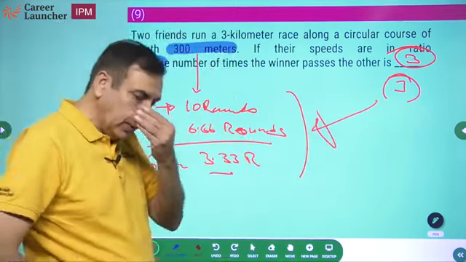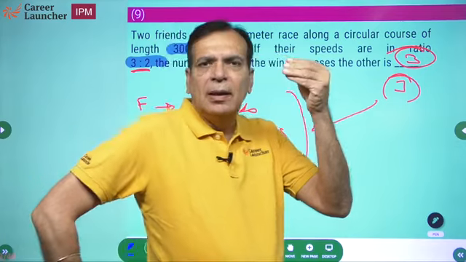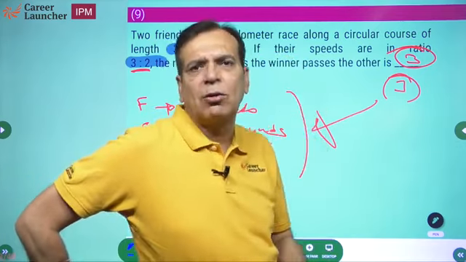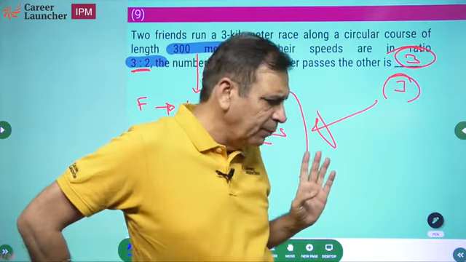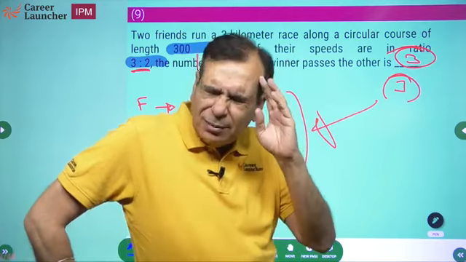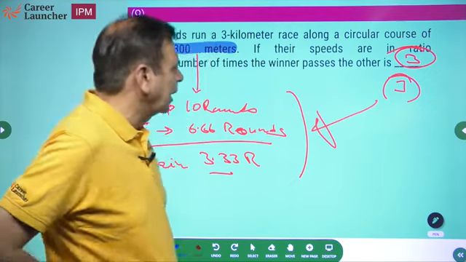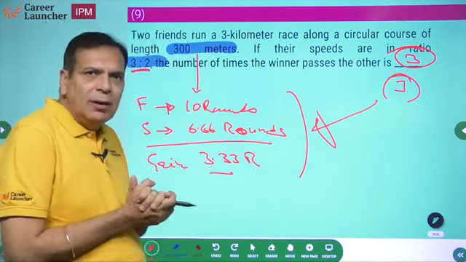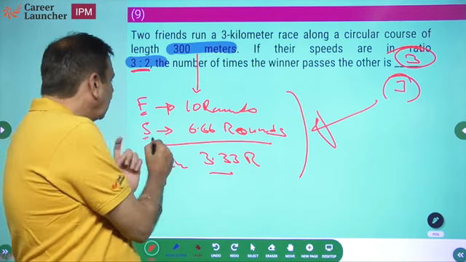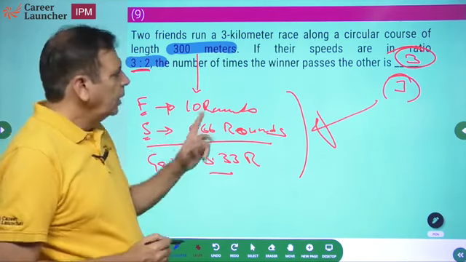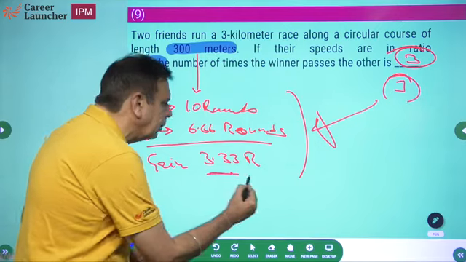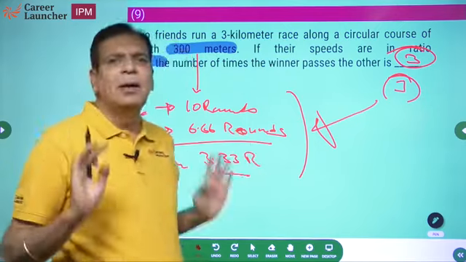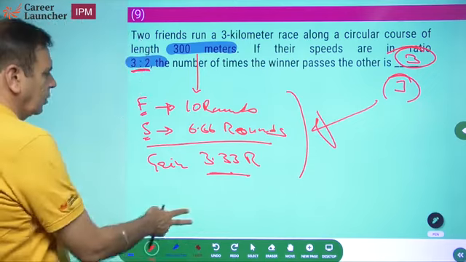Please remember that the 2 people will meet when the faster person gains 1 round over the slower person. Here the faster person has gained 3.33 rounds, so the faster person has gained 3 full rounds, so they would have met 3 times as far as this is concerned.